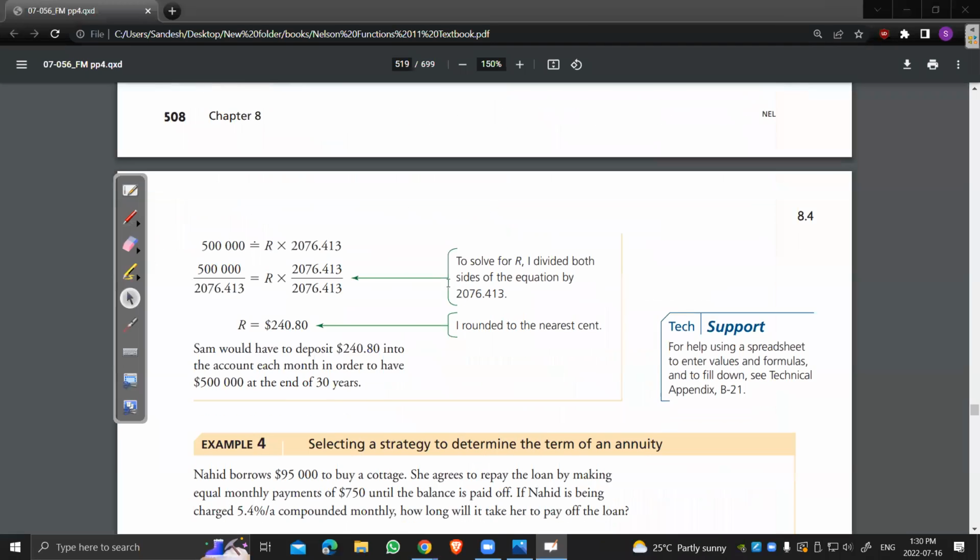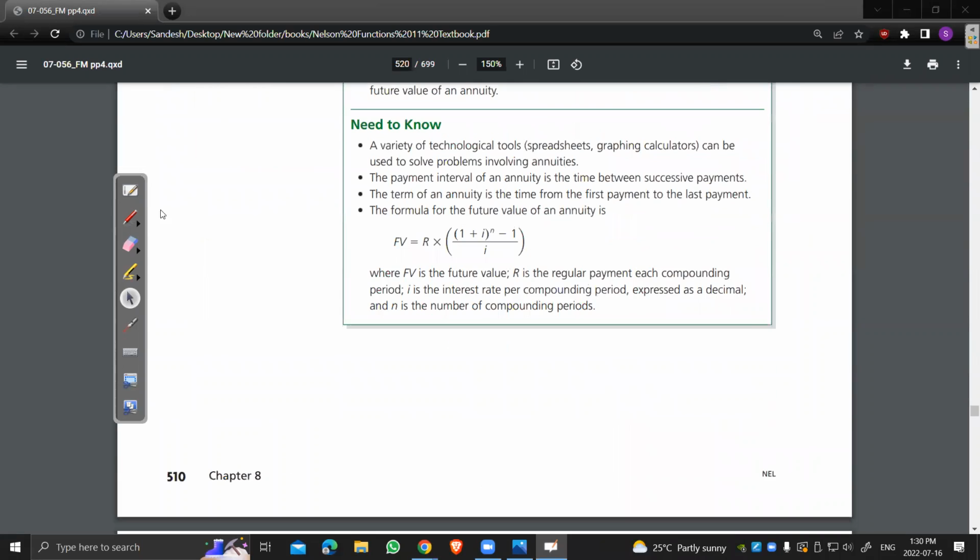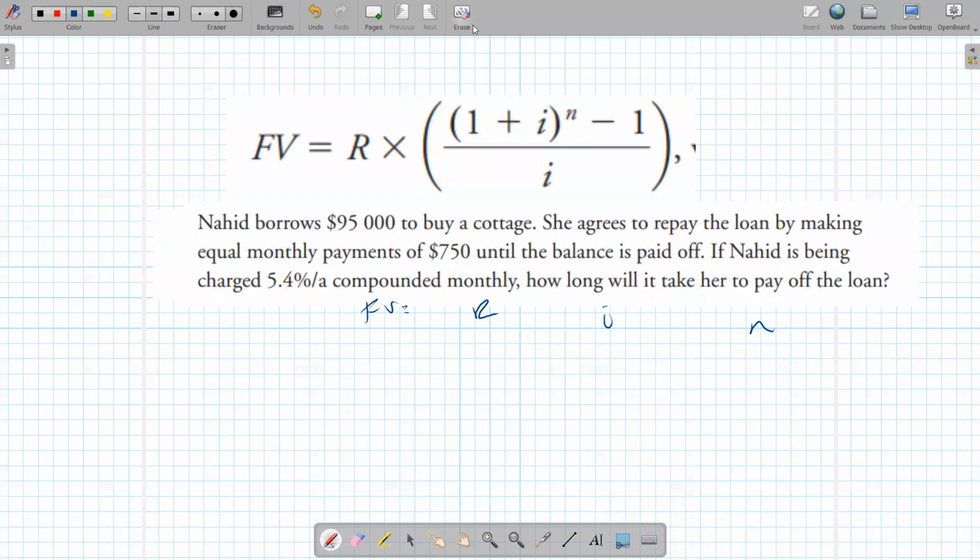They use technology to do this, Excel. Don't worry about this. We'll do this in the next section. The next section is going to be called present value. There's a formula for this one as well. It's a little bit different than this. Okay.